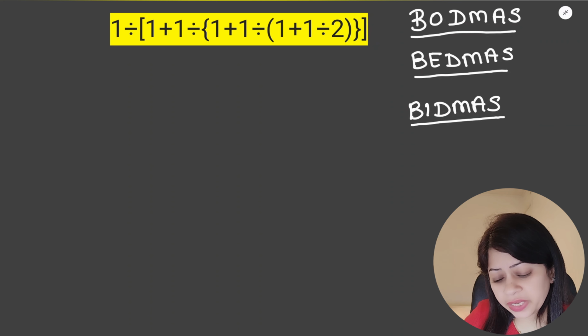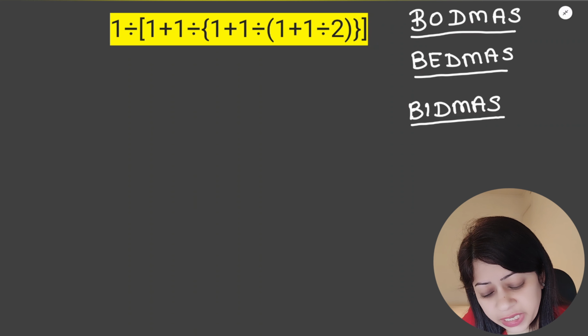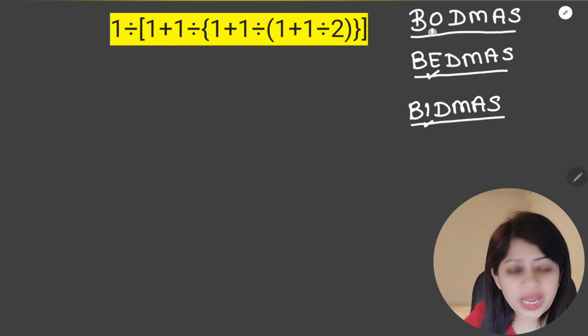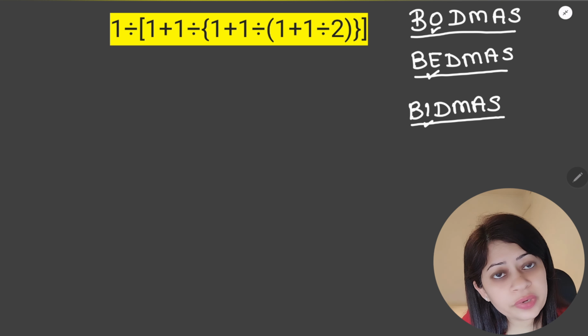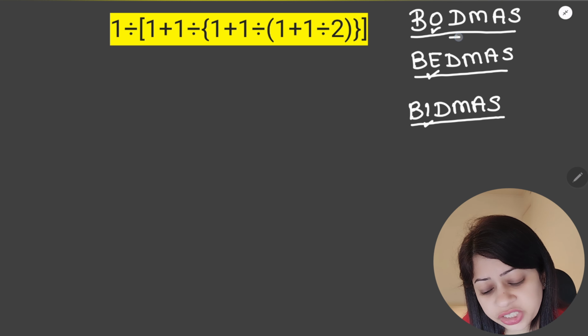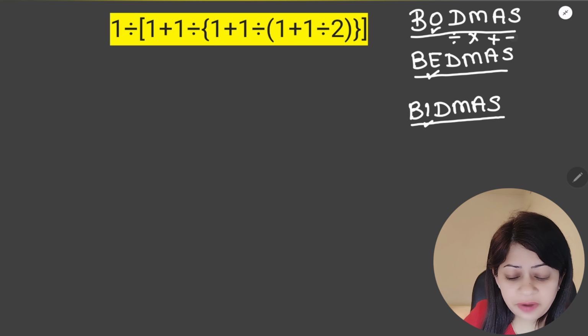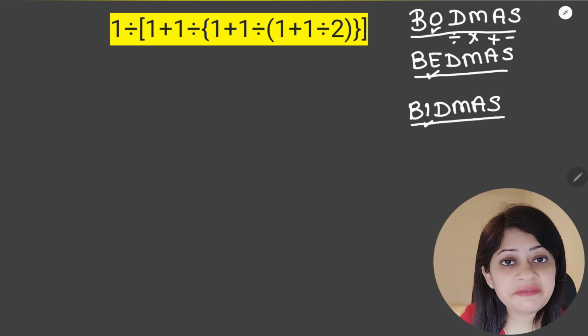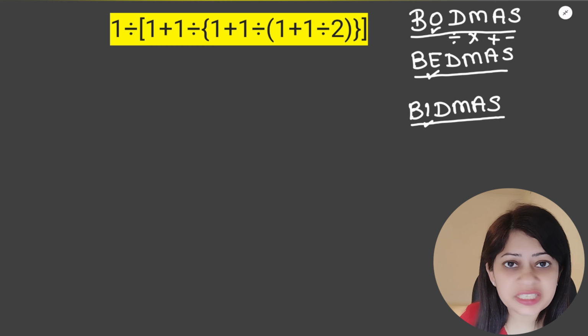Here we don't have the E for exponents, I for indices, O for of. We don't have this. We have brackets in this question. We have division, multiplication, addition and subtraction. And we know the order, right? We will solve brackets first and then division, multiplication, addition and subtraction.